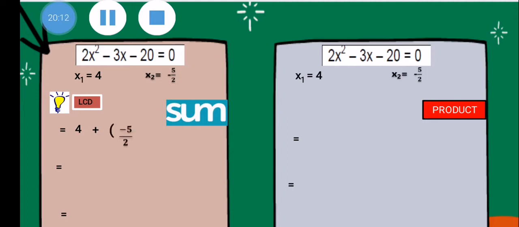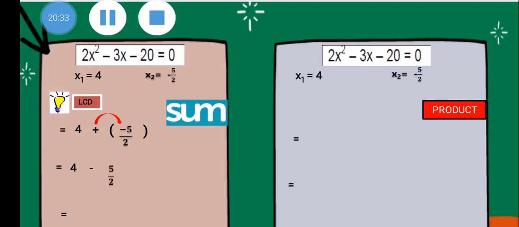Since negative po yung second root, enclose natin by parenthesis. And then, simplify muna ang sign. 4 plus negative 5 over 2. So, positive times negative ay negative. Kaya 4 minus 5 over 2.